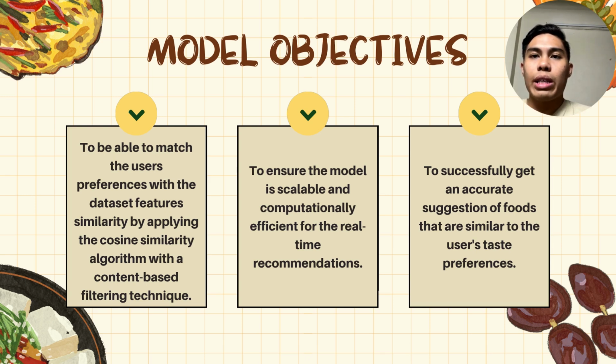The next part is about the model objective. The first one is to be able to match the user preferences with the dataset feature similarity by applying the cosine similarity algorithm with the content-based filtering technique. The second one is to ensure the model is scalable and computationally efficient for real-time recommendations. The third objective is to successfully get an accurate suggestion of foods that are similar to the user's taste preferences.